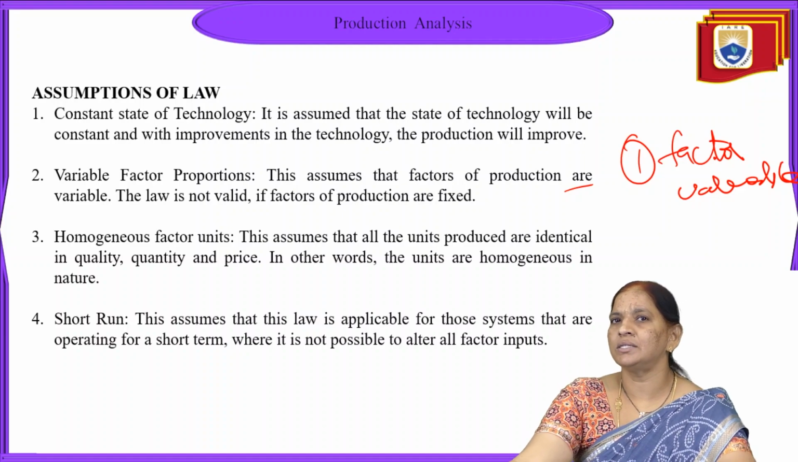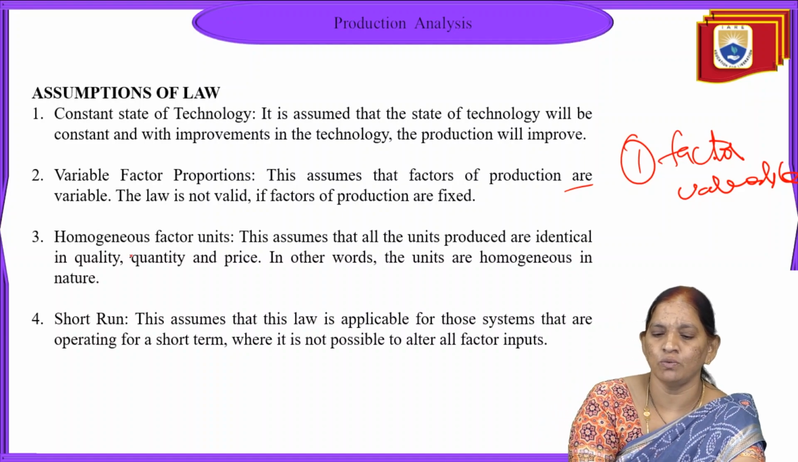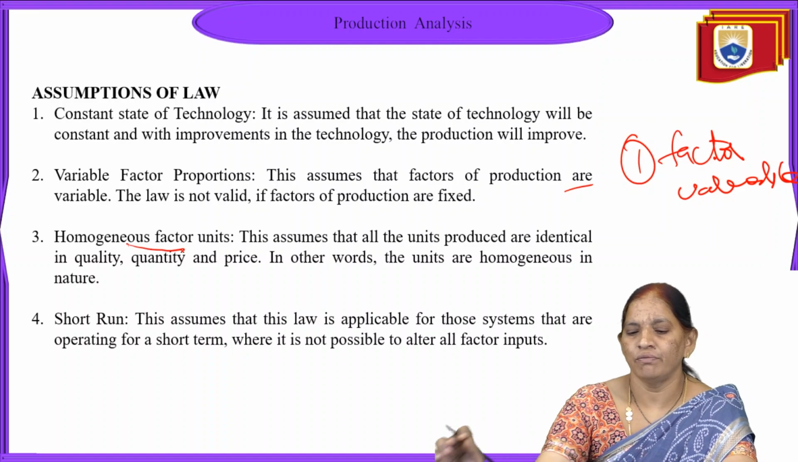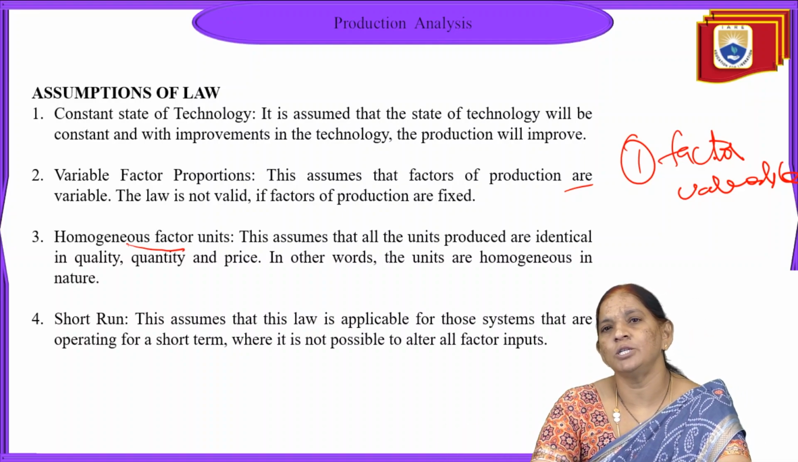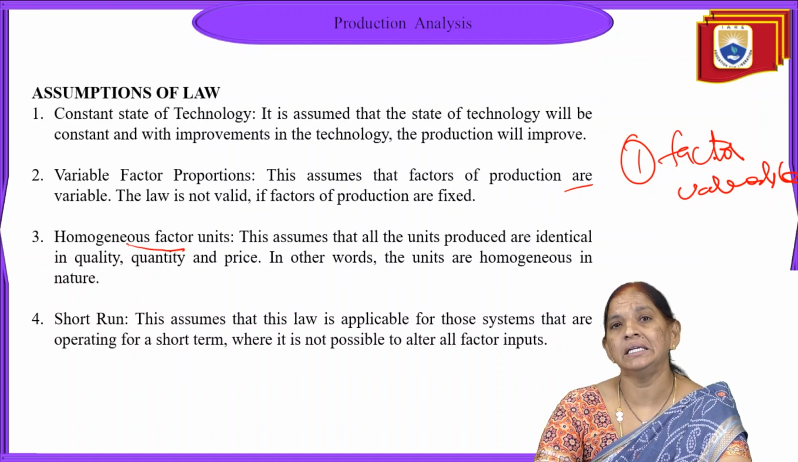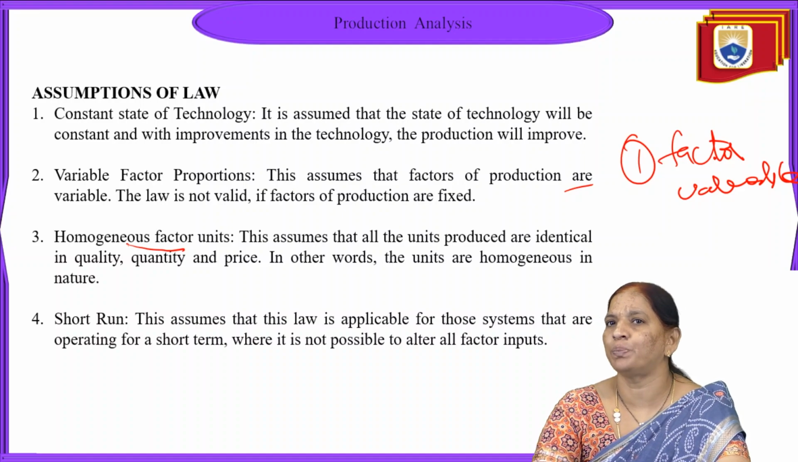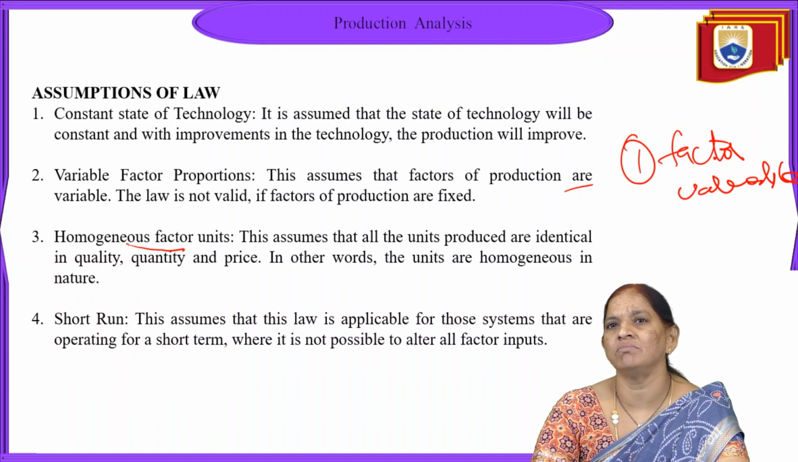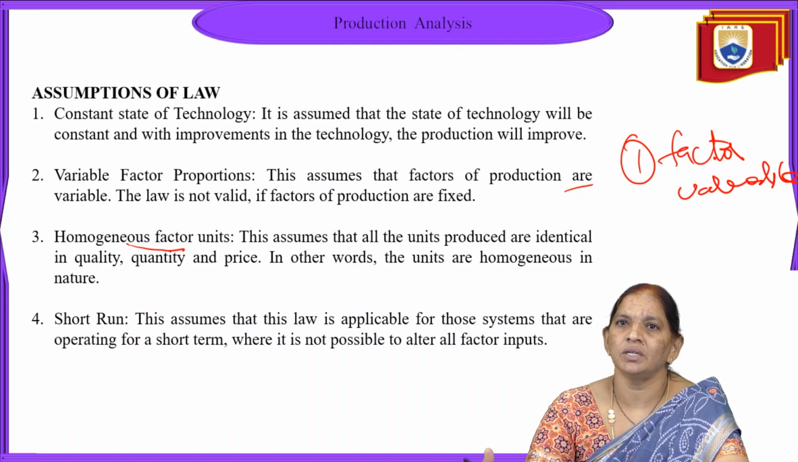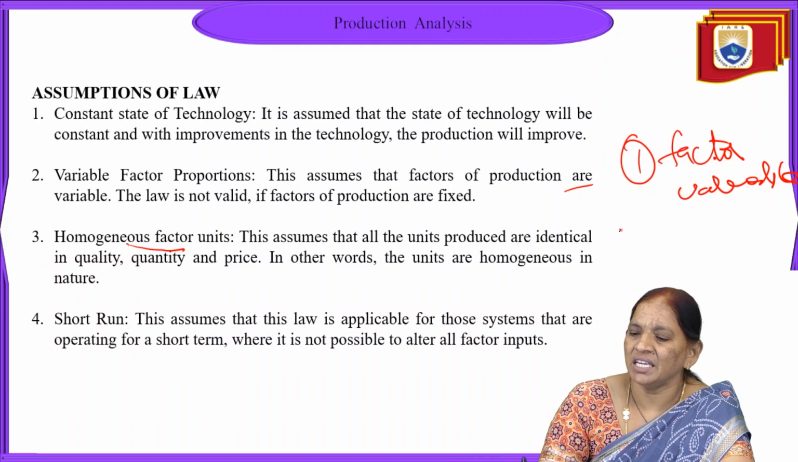And the third important assumption is homogeneous factor units. This assumes that all the units produced are identical in quality, quantity and price. In other words, the units are homogeneous in nature. Whatever production we are giving, all must be equal.